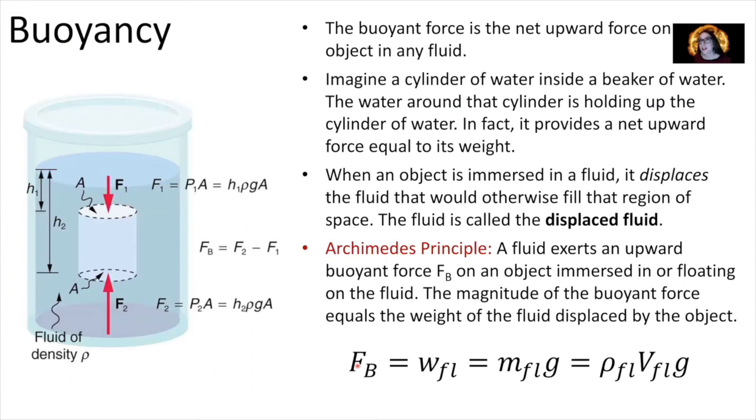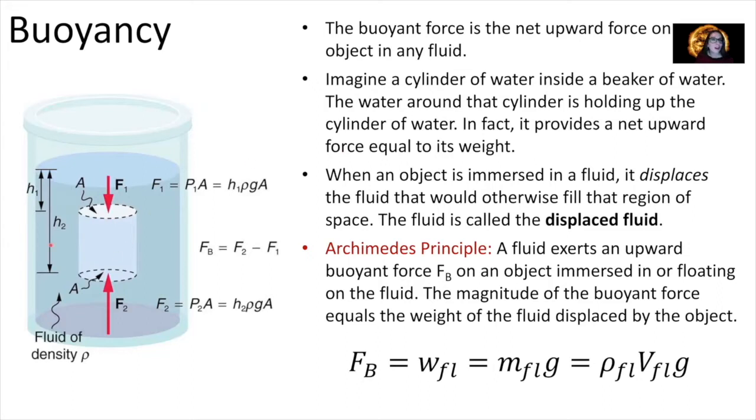This last mini lecture today is going to be about buoyancy. The buoyant force is the net upward force on an object in a fluid. So imagine that we have a cylinder of water here. This is our little cylinder of water inside a beaker of water.